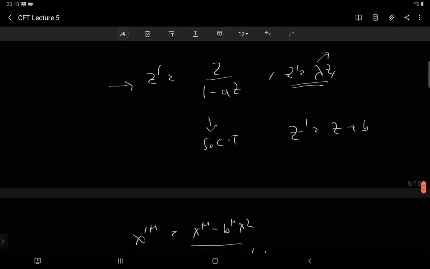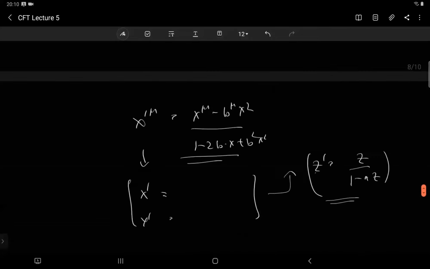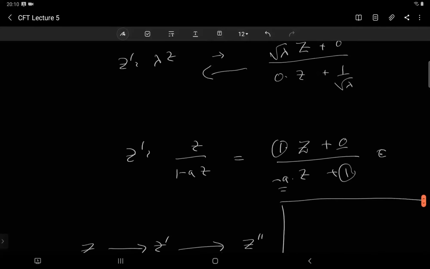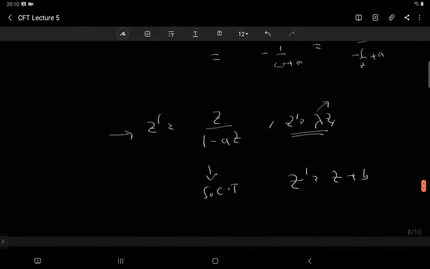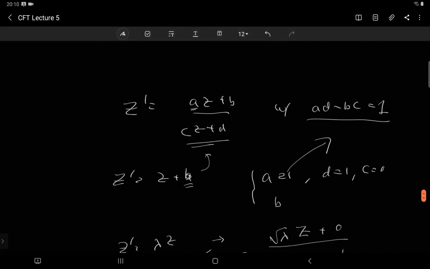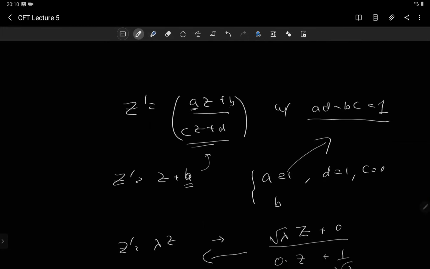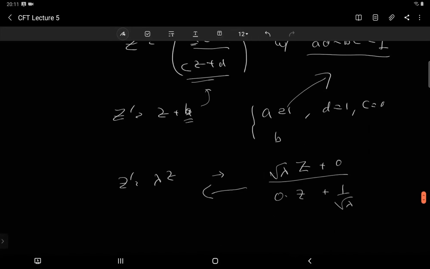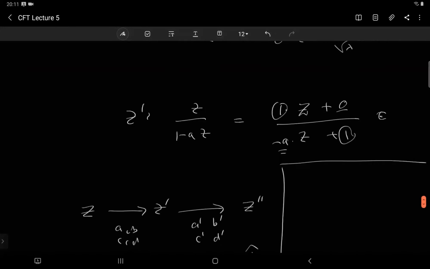If it's not clear, I'll just explain once more. So first, I showed that each of these is a conformal transformation. Each of these conformal transformations can be written as this transformation, Az plus B over Cz plus D. Each of them can be written like this. All right, and this is the most general transformation, meaning it's a linear combination of all of these transformations. So this is a general transformation.